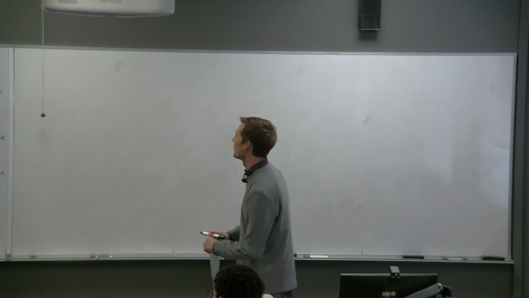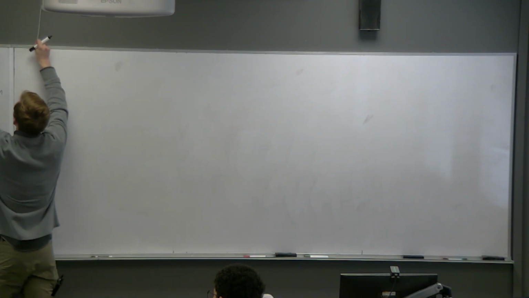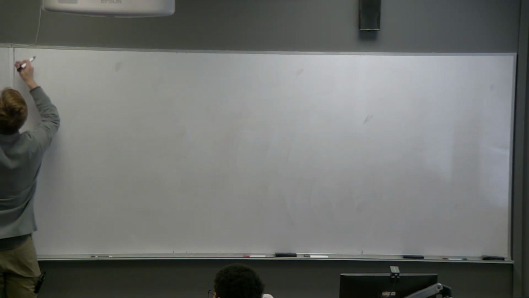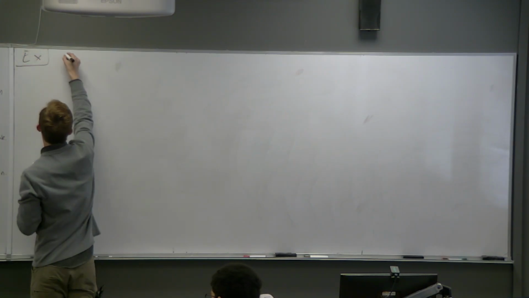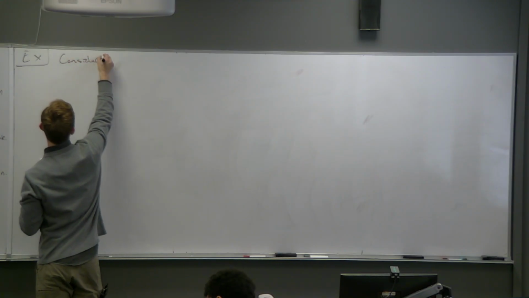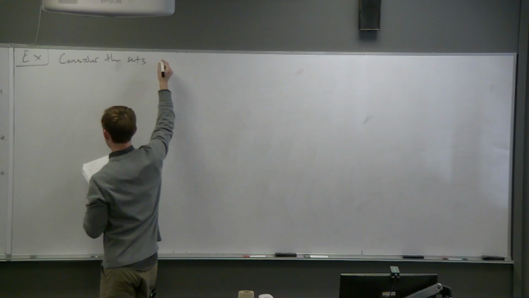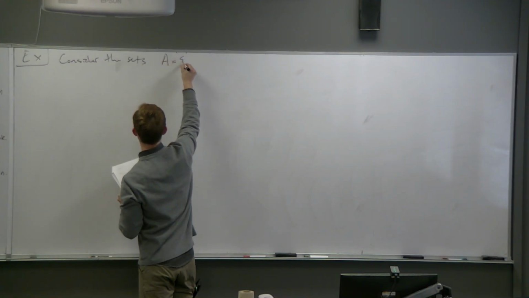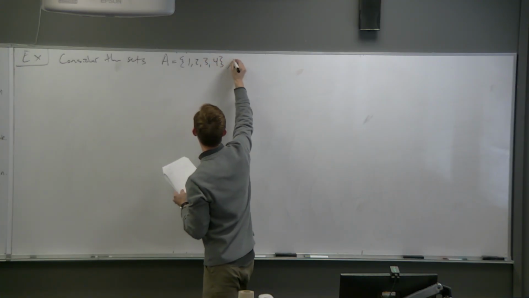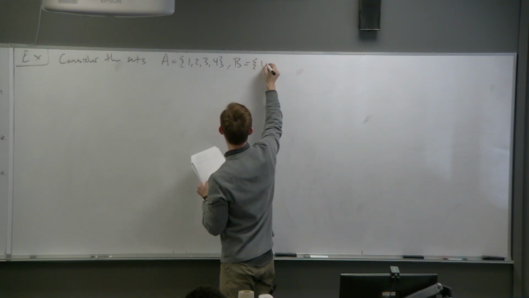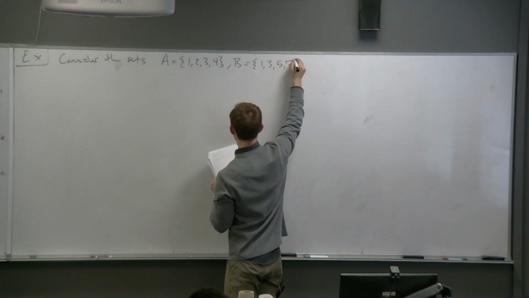Let's do a big example. Can I keep this little string from falling over? All right, examples. Okay, consider the sets. Let's take A to be the set 1, 2, 3, and 4, and B to be the set 1, 3, 5, and 7.